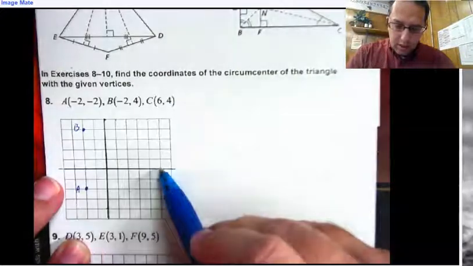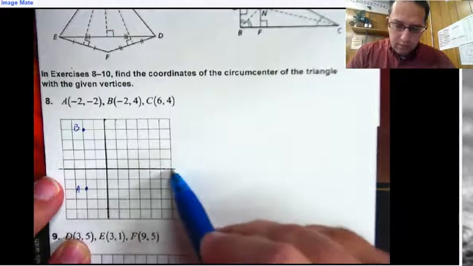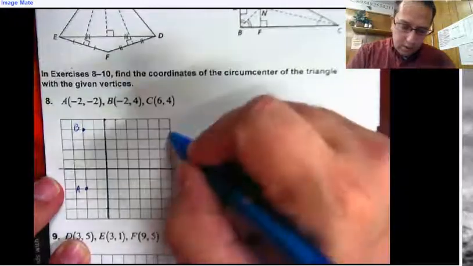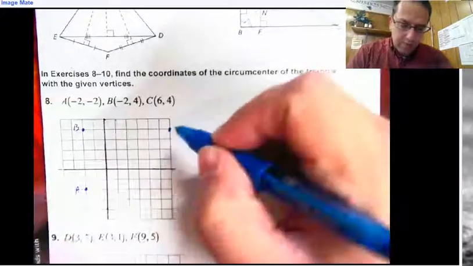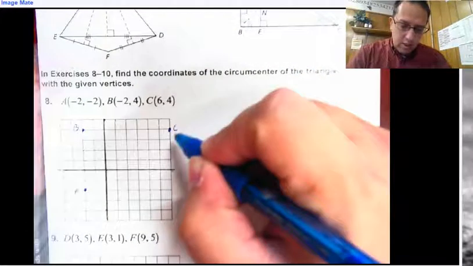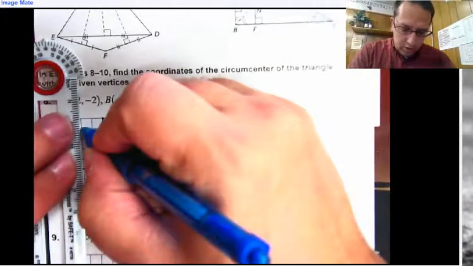Positive 6, 1, 2, 3, 4, 5, 6. And positive 4 is right here. Point C. Always use a straight edge to draw stuff.